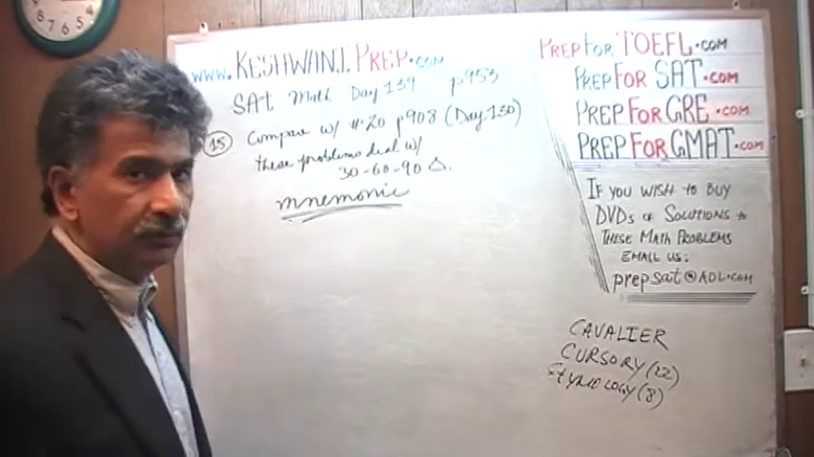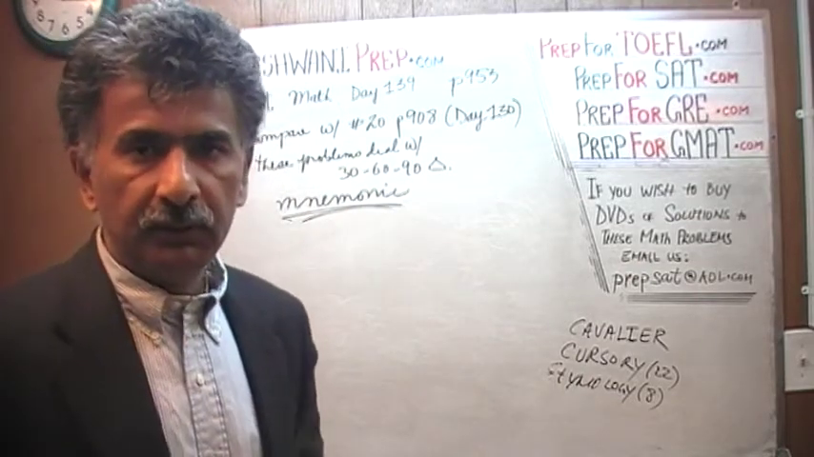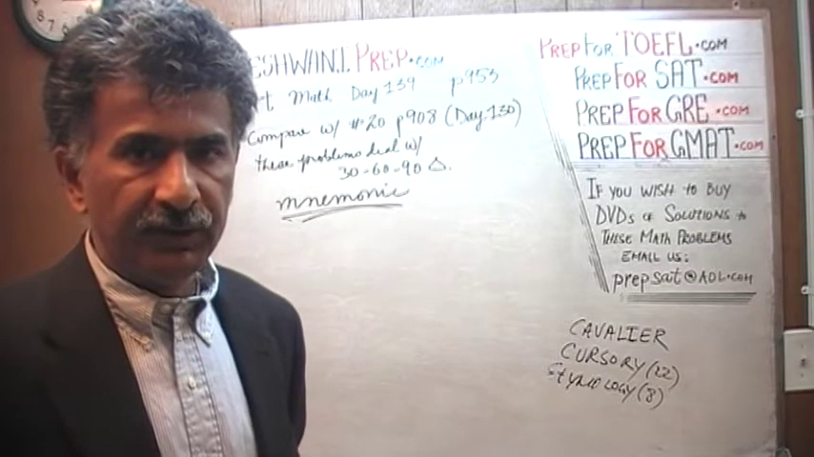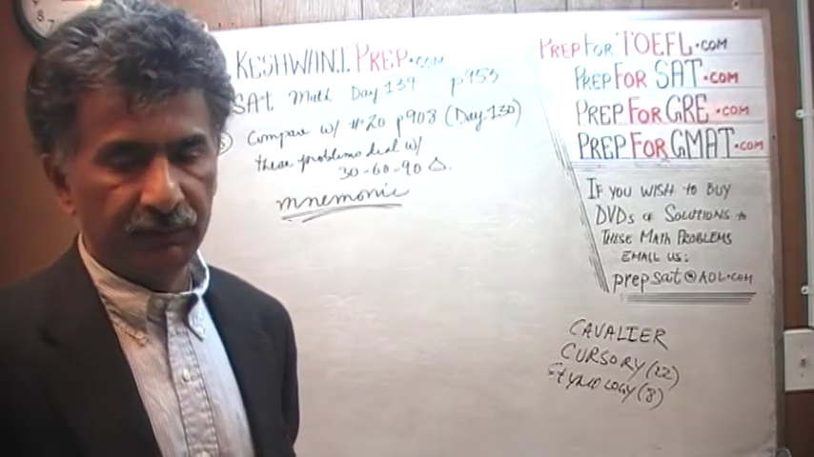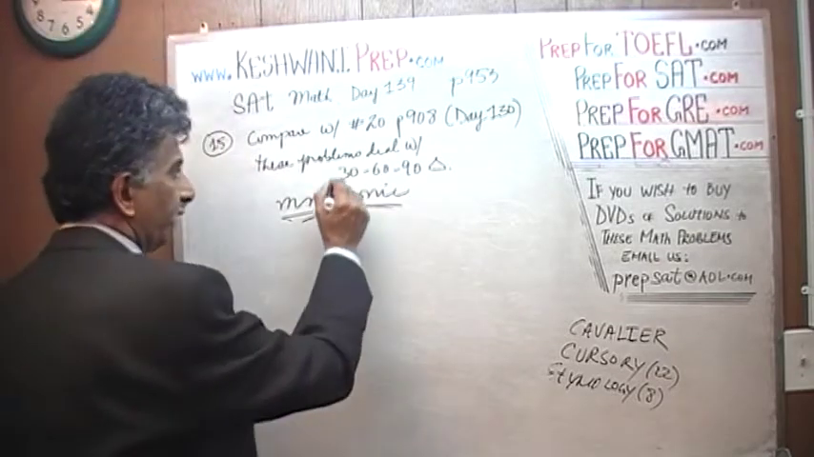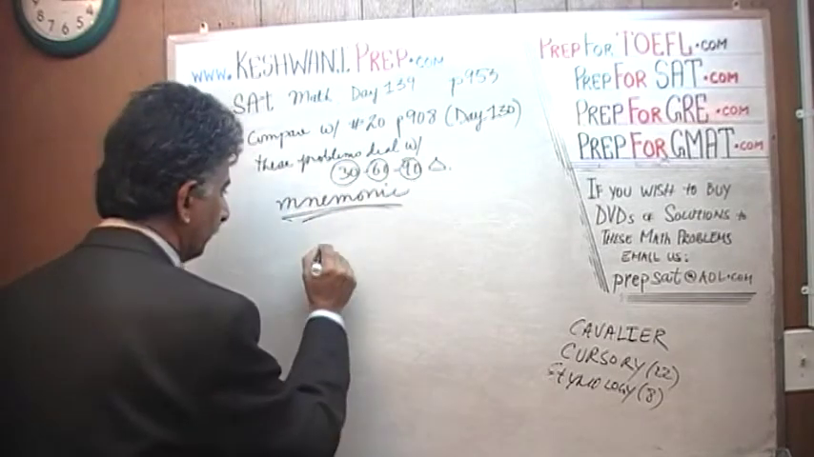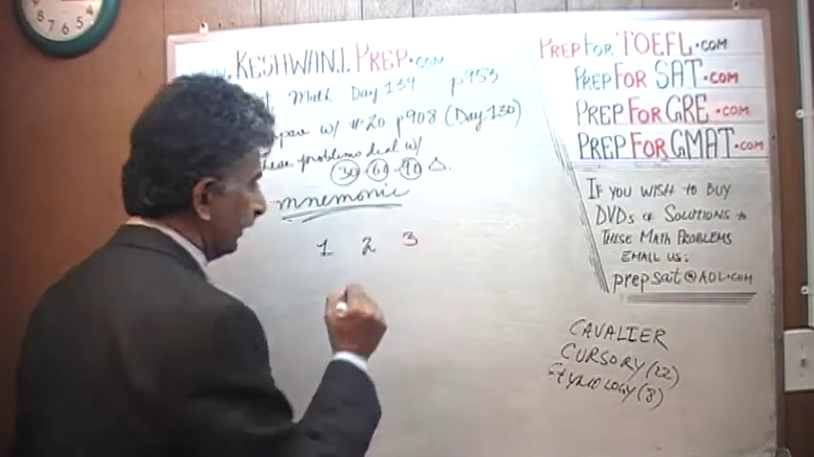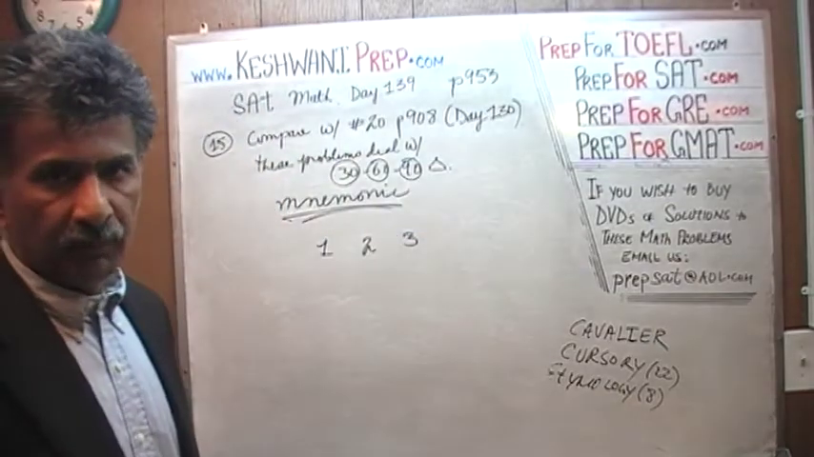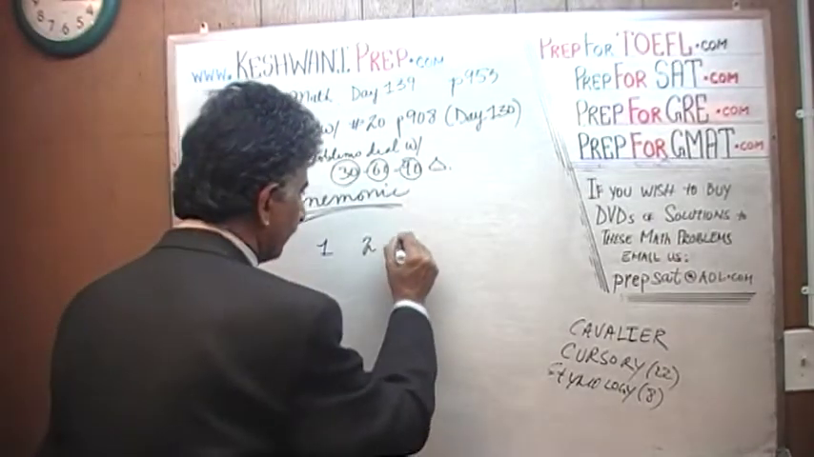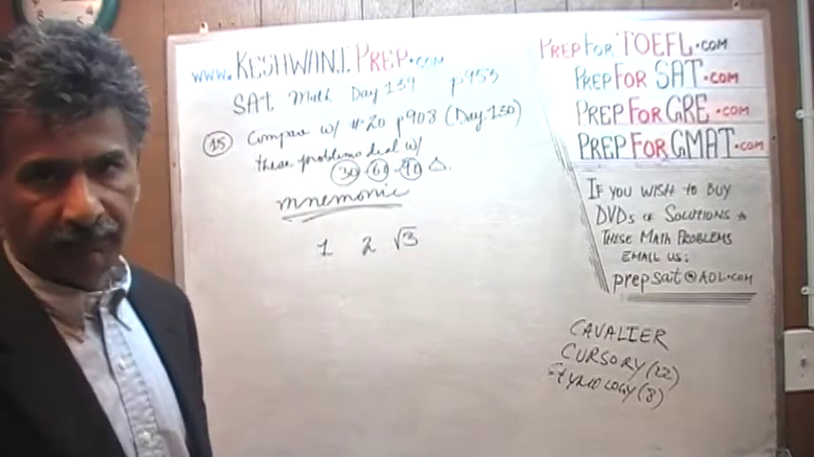The mnemonic device that we use to keep track of the different sides in a 30, 60, 90 triangle is very straightforward. There are 3 different angles, 30, 60 and 90, so we put down 1, 2, 3. And once we have put down 1, 2, 3, take the very last one and put a square root sign on it. That's it, we are almost done.